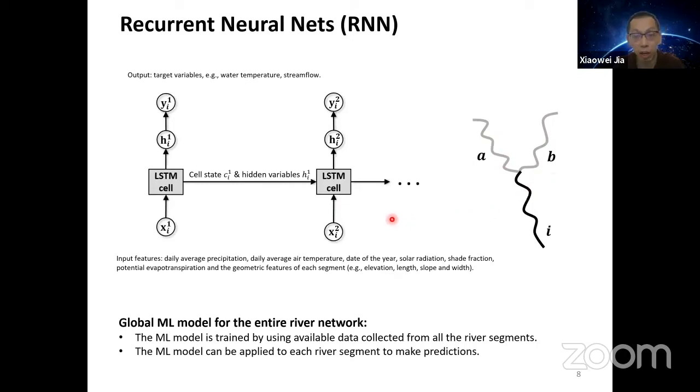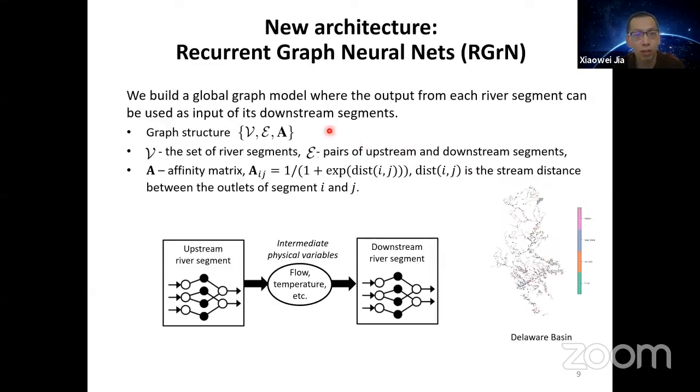But as we mentioned, this recurrent neural network can capture this temporal dynamics, but it cannot model the interactions between different river segments. Like in this case, it cannot capture the influence from upstream A and B to the downstream segment I. So that's why we propose this new architecture called recurrent graph neural nets, where we introduce a graph structure to represent these different river segments in this network. So here in this graph, each node represents a river segment in this network. And we add an edge from segment I to segment J if segment I is upstream of segment J. And the weight or the affinity level between each pair of river segments is measured by their stream distance between this pair of river segments.